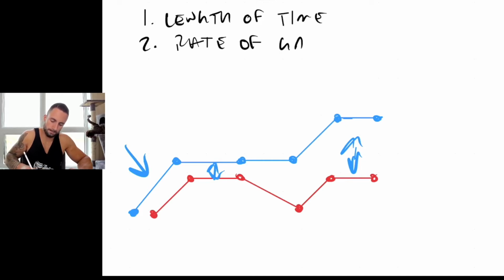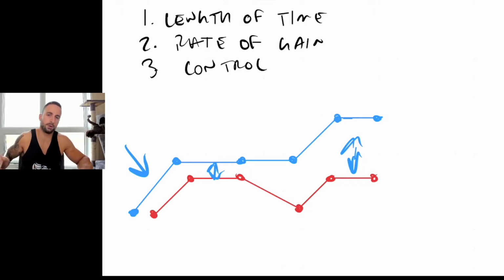And number 3 is how to control your rate of gain. Okay, so we'll start with length. In a muscle gain phase, you're going to gain muscle, and you're going to gain some body fat with it. Basically, there's a set period of time before you hit that point of diminishing returns.